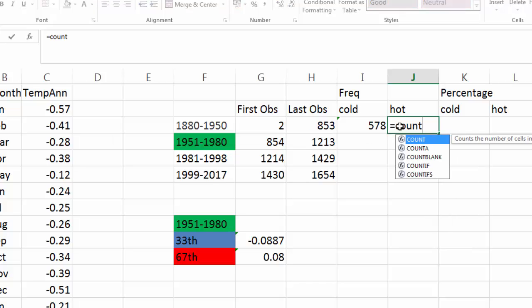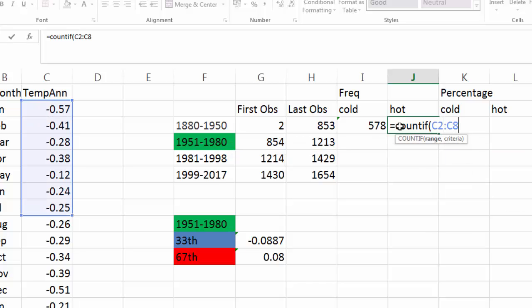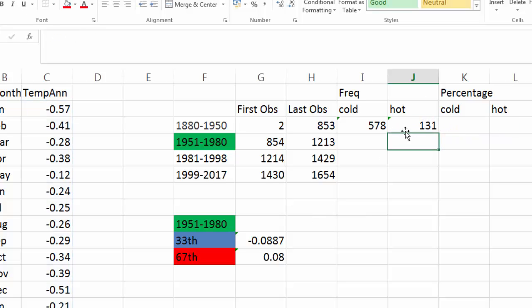What about hot days? So we say countif, the same data range, C2 to C853, and the criterion now is the temperature anomaly larger than 0.08. And indeed, it is in 131 months.